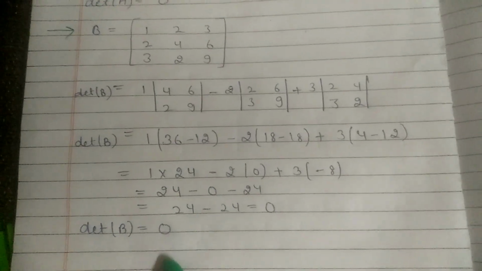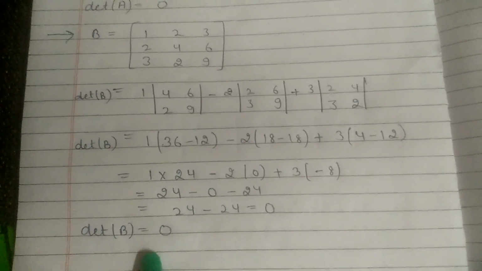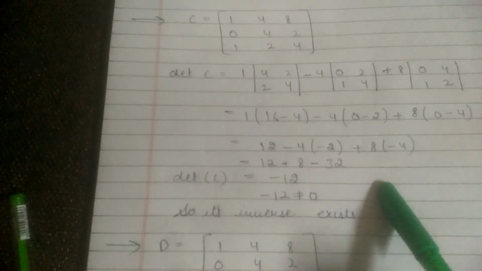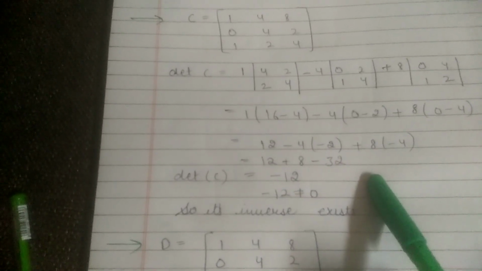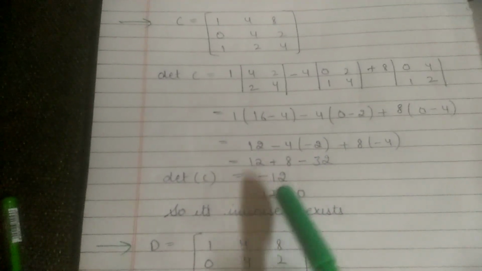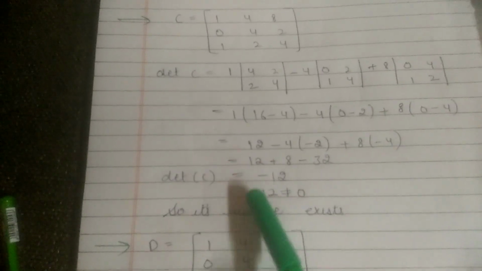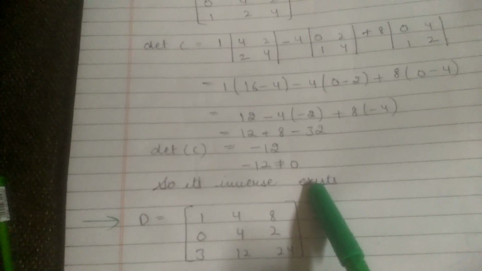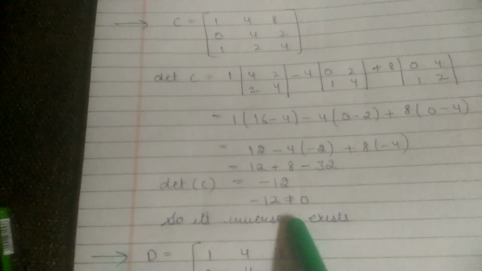Similarly, we can find the determinant of the second matrix, and its determinant is also equal to 0. And this is how you can find the determinant of the C matrix. And here the determinant is not equal to 0, it is equal to minus 12. So its inverse exists. So it satisfies both conditions, that the matrix must be square and the determinant nonzero. This is the answer.